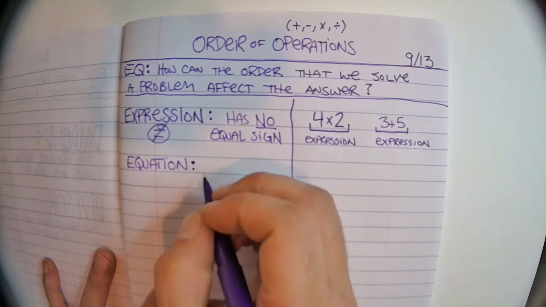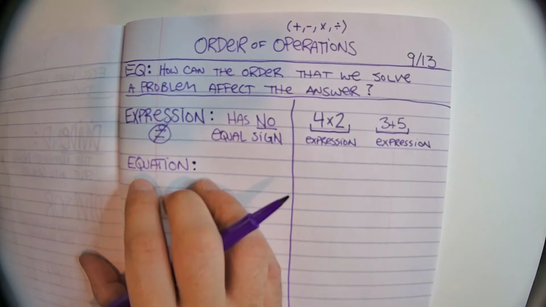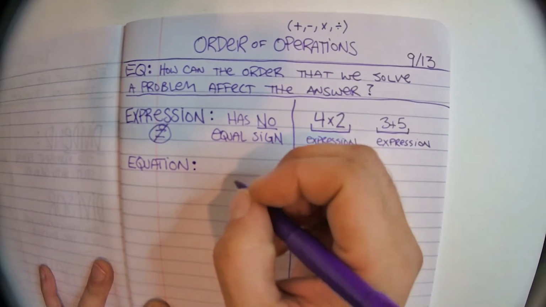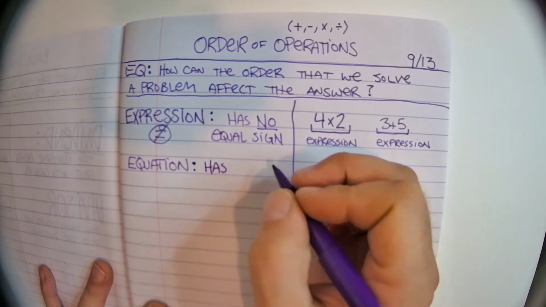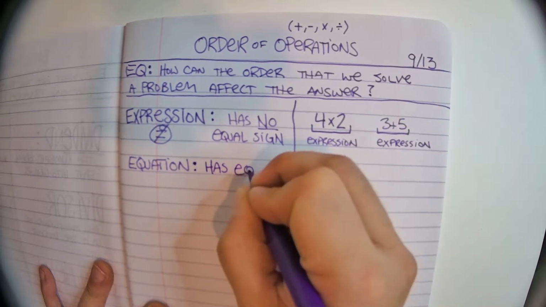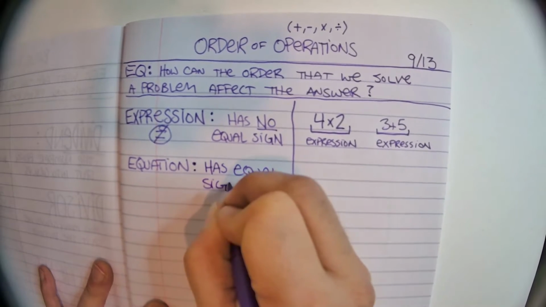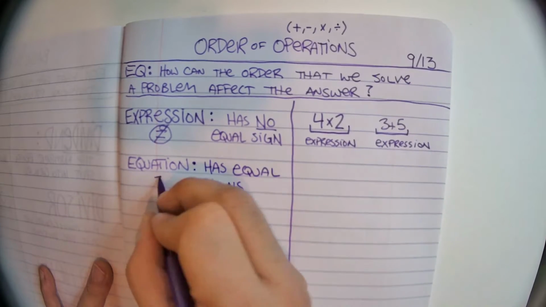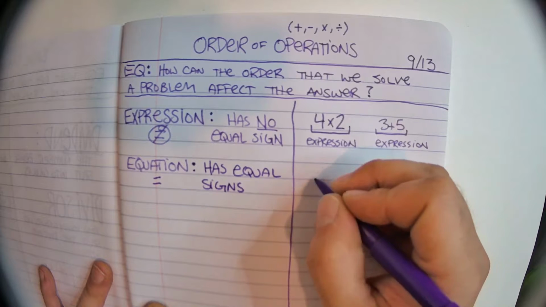Okay, so an equation. An equation is a little bit different than an expression. They look very similar, so you have to use your detective eyes to tell them apart. I'll give you a hint, though. An equation has equal signs. Not just one. Sometimes it can have more than one, but you probably won't see that this year.